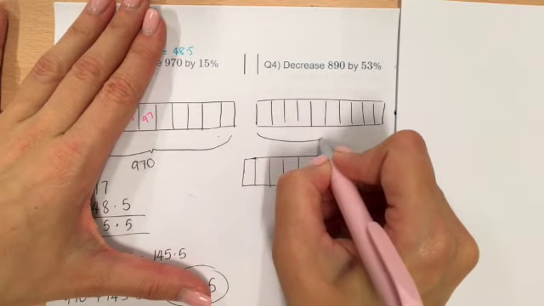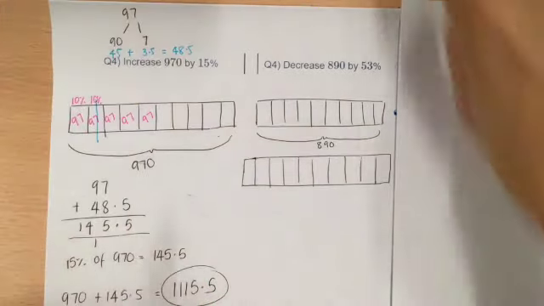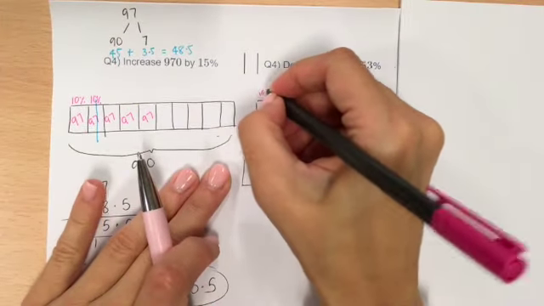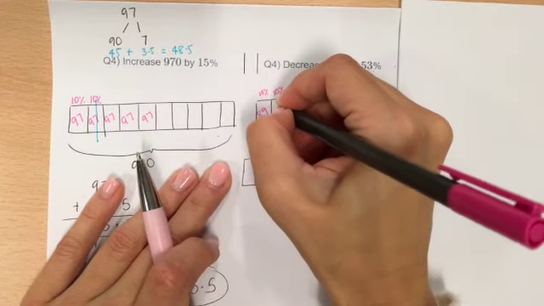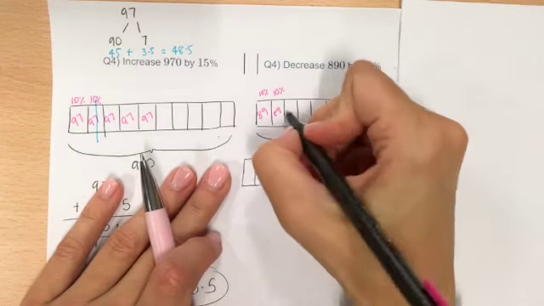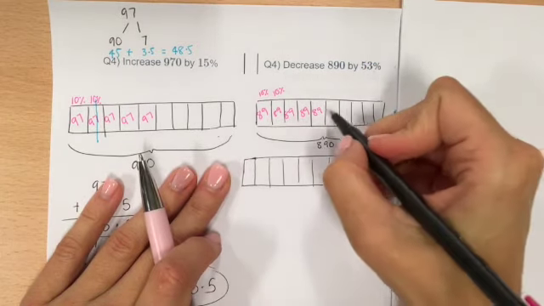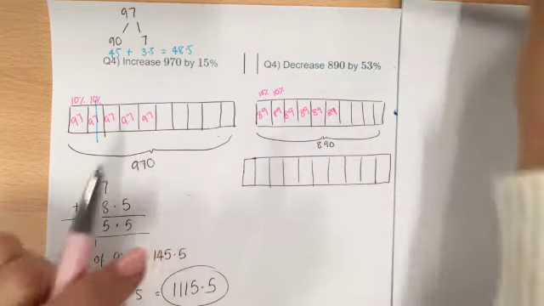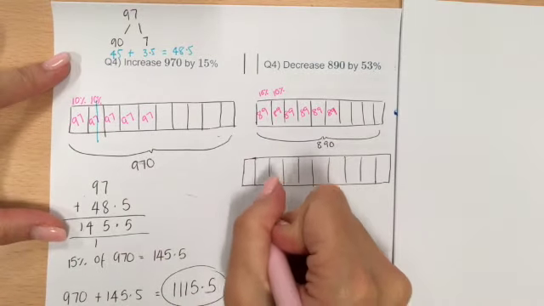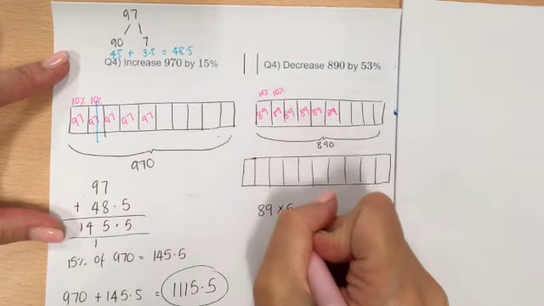So I've got here 890. Okay, so I've got my 10%. Each of these are worth 89. I need 5 of those and 3%. So there's my 5. I'm going to have to do 89 5 times. We'll do that in a minute. So times by 5.